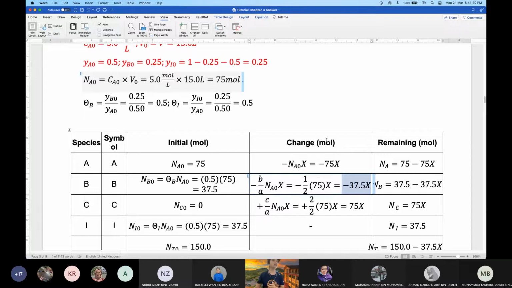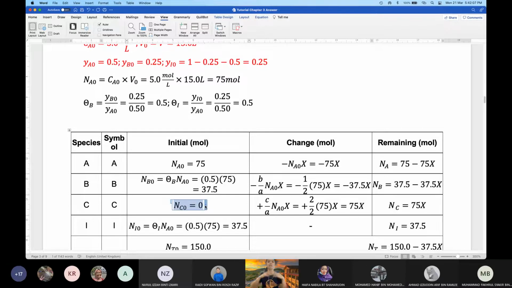So done on the change, you go to the remaining, senang sajalah. Kamu copy sahaja initial 37.5, combine with your change minus 37.5X, you get your remaining for B. So now kamu dah tahu, you already know how much B left after the reaction has taken place. Done. You go to C. Okay, so C, product. C is a product, right? So of course, initially, as C is a product, we will not have initial moles of C because C is not formed yet. So NC0 is 0. Okay, kenapa NC0 0?